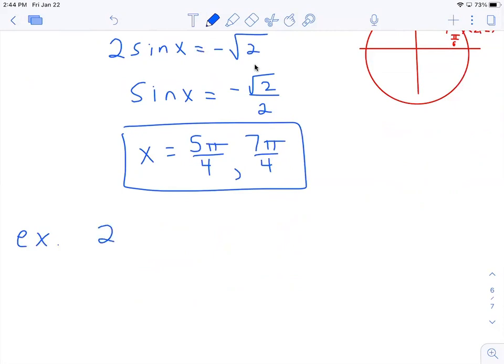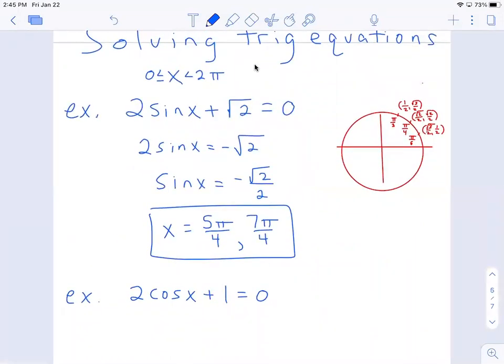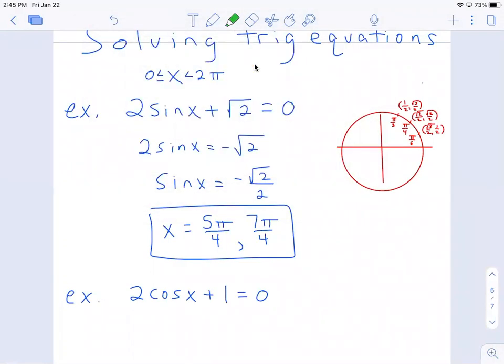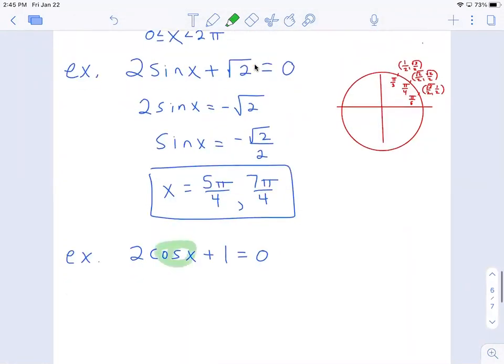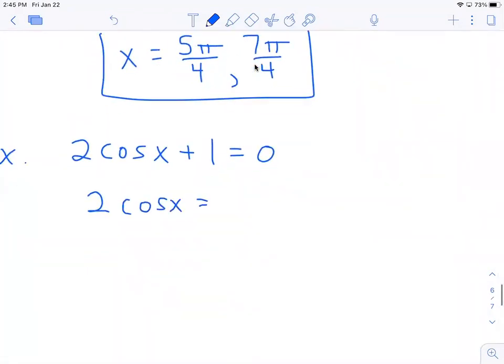We have 2 cosine x plus 1 is equal to 0. All right, 2 cosine x plus 1 is equal to 0. So algebraically, I want to get the trig part by itself. So I'll move the 1 over by subtracting 1 from both sides. So I have 2 cosine x is equal to -1. And so cosine of x is equal to -1/2.